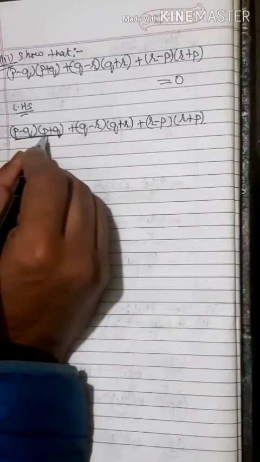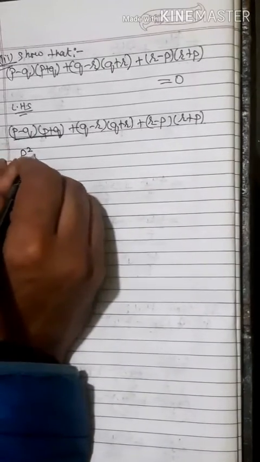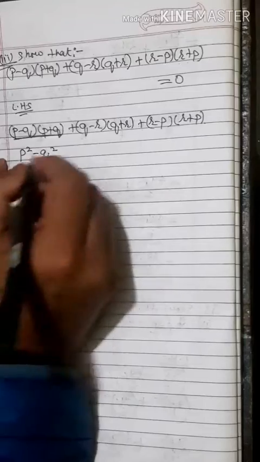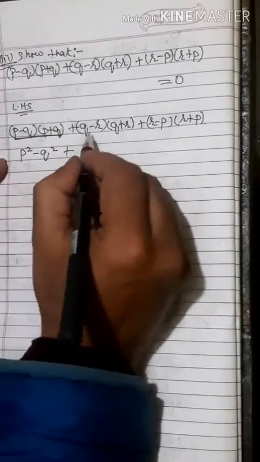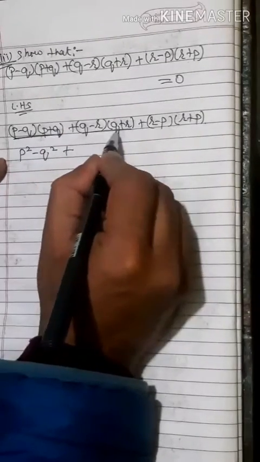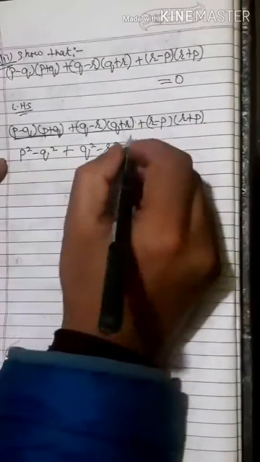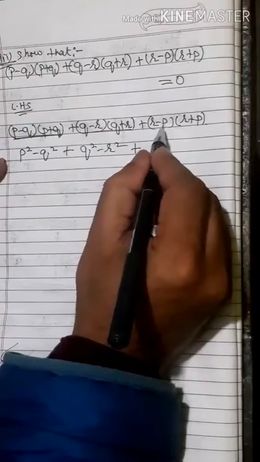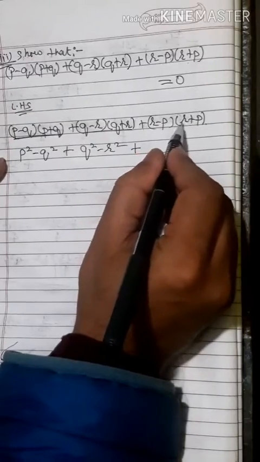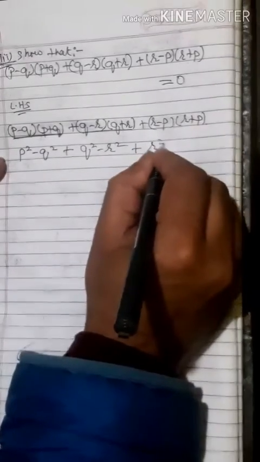So this is in the form of a square minus b square. p minus q into p plus q is nothing but p square minus q square. Then we have the plus here. Now q minus r, q plus r is in the form of q square minus r square. The plus comes here. Now the last two brackets, r minus p into r plus p, is in the form of r square minus p square.